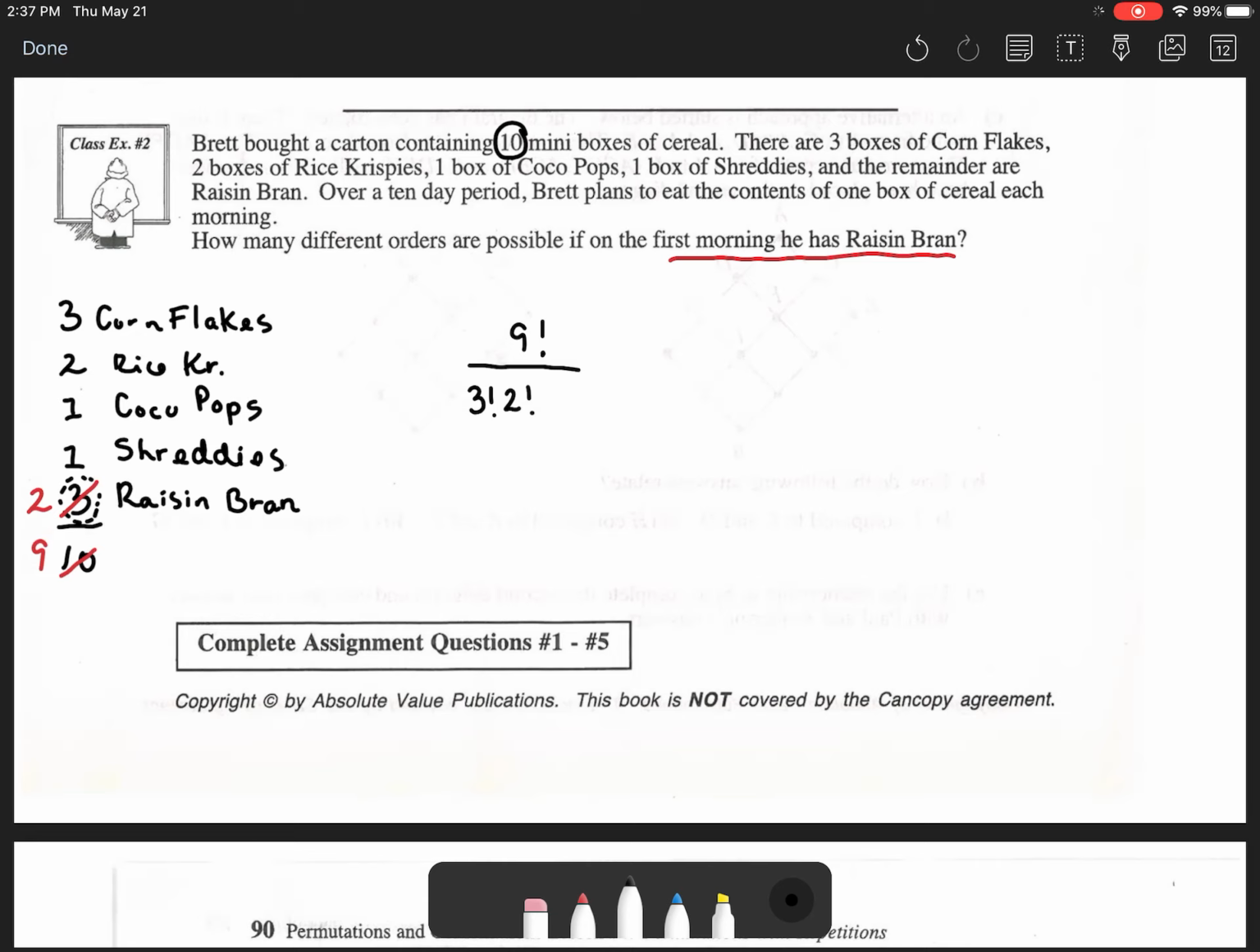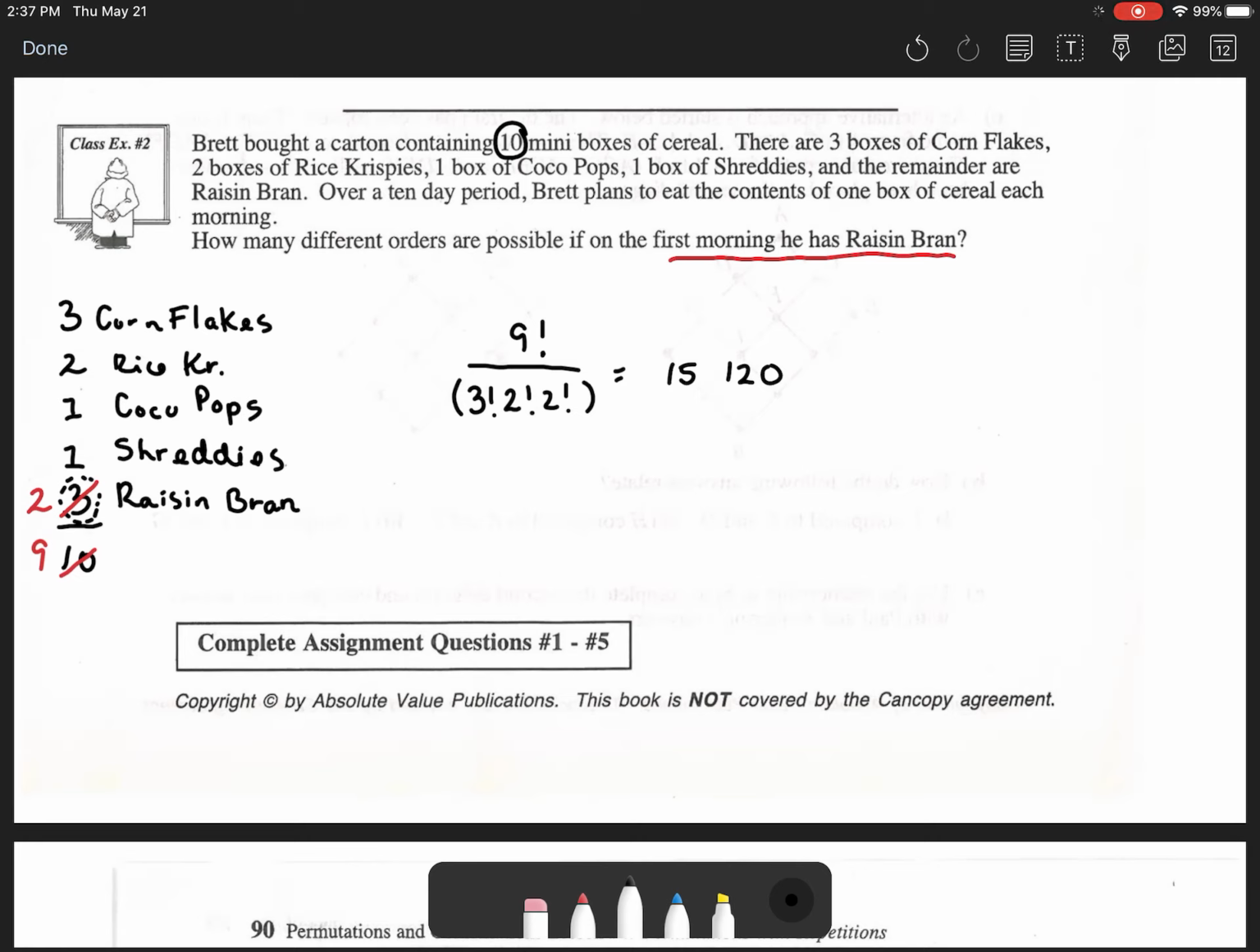There are 2 boxes of Rice Krispies, and now there are 2 boxes of Raisin Bran. So there's the calculation. 9 boxes of cereal, 3 repeated cornflakes, 2 repeated Rice Krispies, and 2 repeated Raisin Bran. So again, in our calculation, we do 9 factorial divided by, and again, brackets around our denominator calculation, and that is 15,120. And there you go.